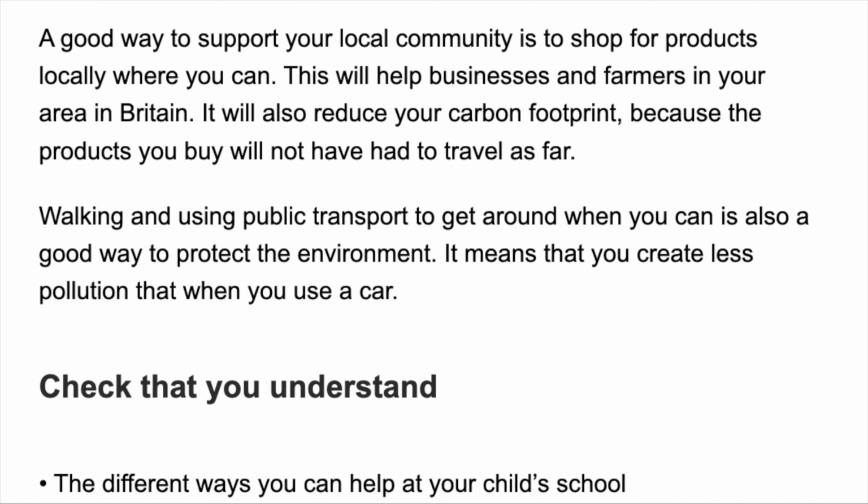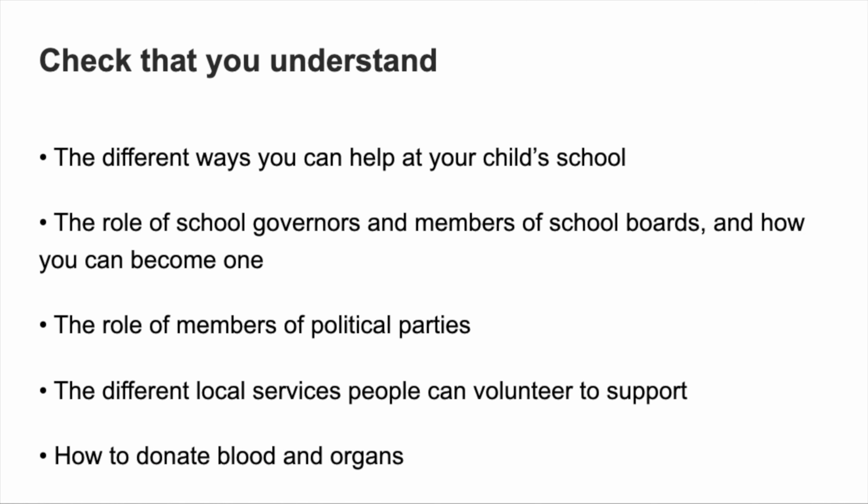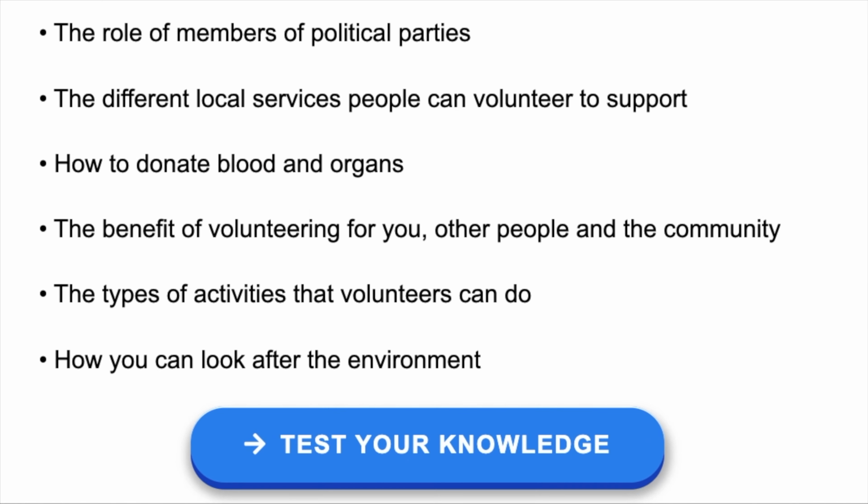Check that you understand the different ways you can help at your child's school, the role of school governors and members of school boards, and how you can become one, the role of members of political parties, the different local services people can volunteer to support, how to donate blood and organs, the benefits of volunteering for you, other people, and the community, the types of activities that volunteers can do, and how you can look after the environment.